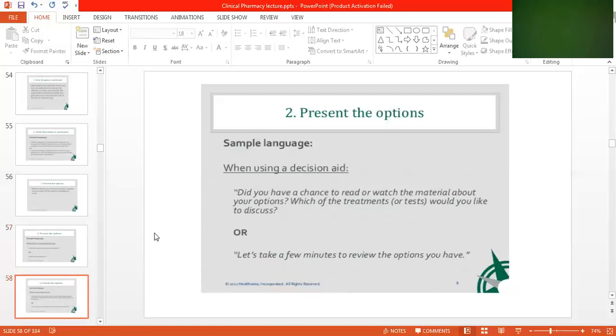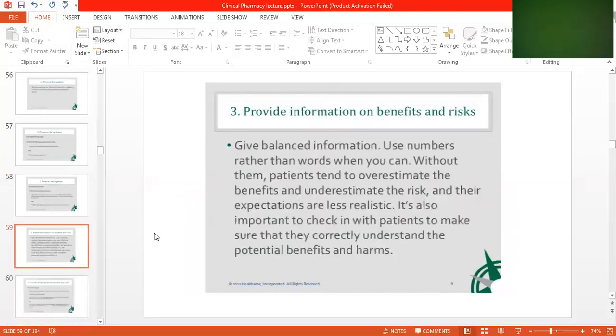When using a decision aid: did you have a chance to read or watch the material about your options? Means you give those options to him to read and give the patient time also, and then come back. Which of the treatments or tests would you like to discuss? Means you will give the patient 2-3 days to read and go through these alternative options, and if you decided, please let us know which option you have selected and why. Or let's take a few minutes to review the options you have, or in front of the patient you can review the options you have provided for him.